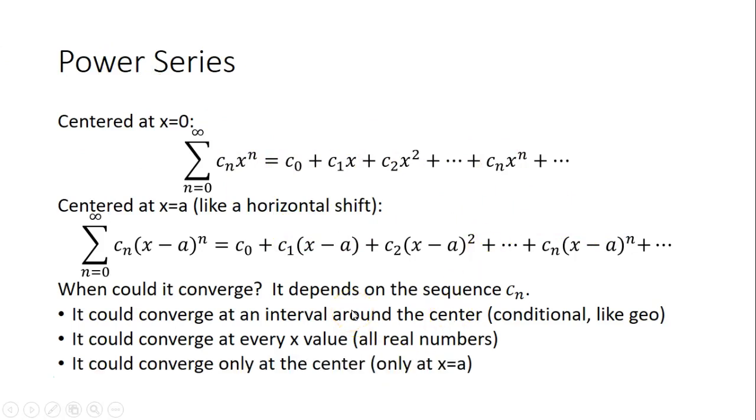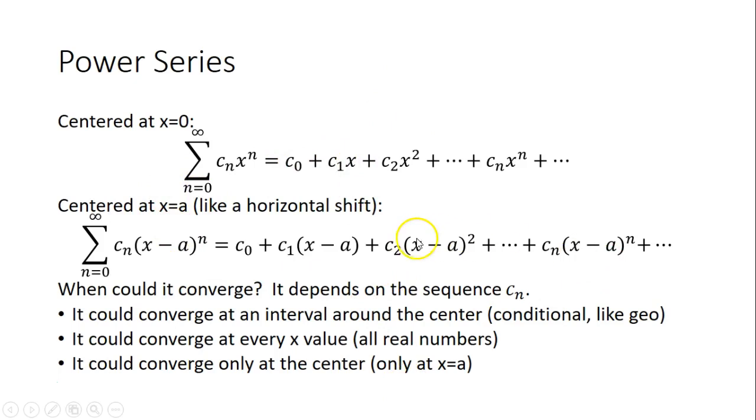It also could work where no x makes it converge except the center. So what that means is up here, if you plug 0 in for all these x's, I don't care how many terms you have. You could have an infinite number of terms. If you plug 0 in for every single x, what's the only thing that's going to be left? c0 is the only thing that's going to be left. So you have an infinite number of x's, they all go away if you plug in 0, right? So at the center it will always work.